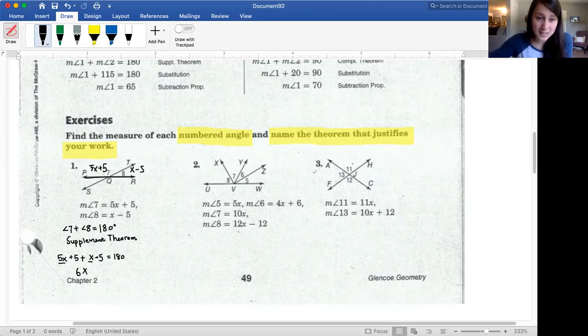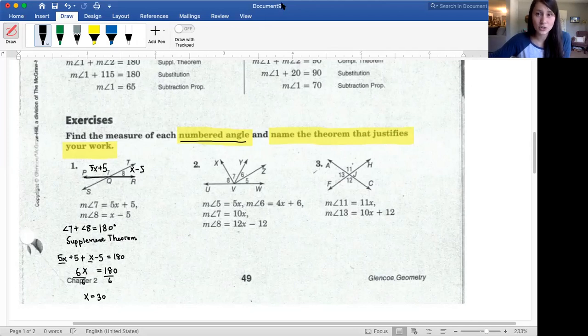Positive 5 plus negative 5, or 5 minus 5, is 0. So all I have is 6x equals 180. Divide by 6 on both sides, and x equals 30. Am I done here? No, because they didn't ask me just to find x. They asked me to find each angle. So I now have to sub 30 back into each expression and work out the problem.